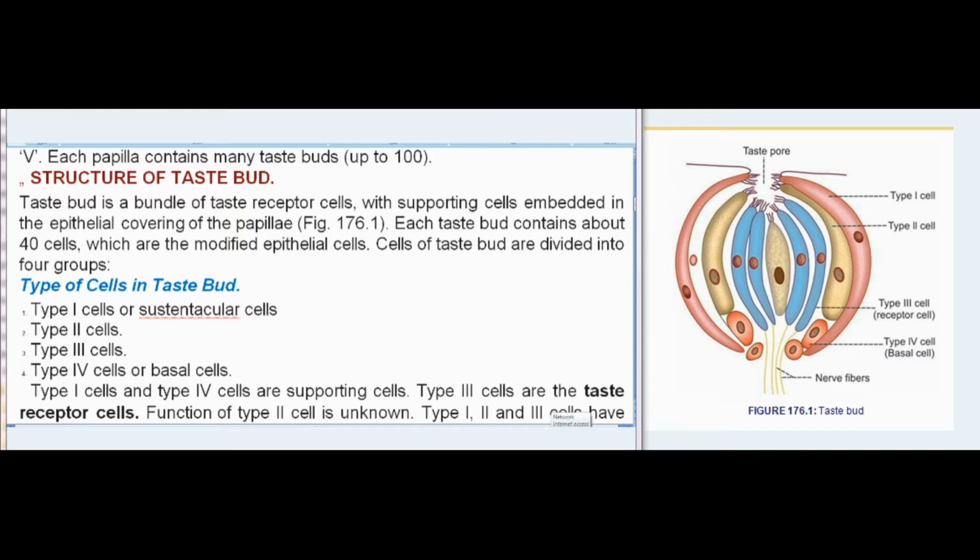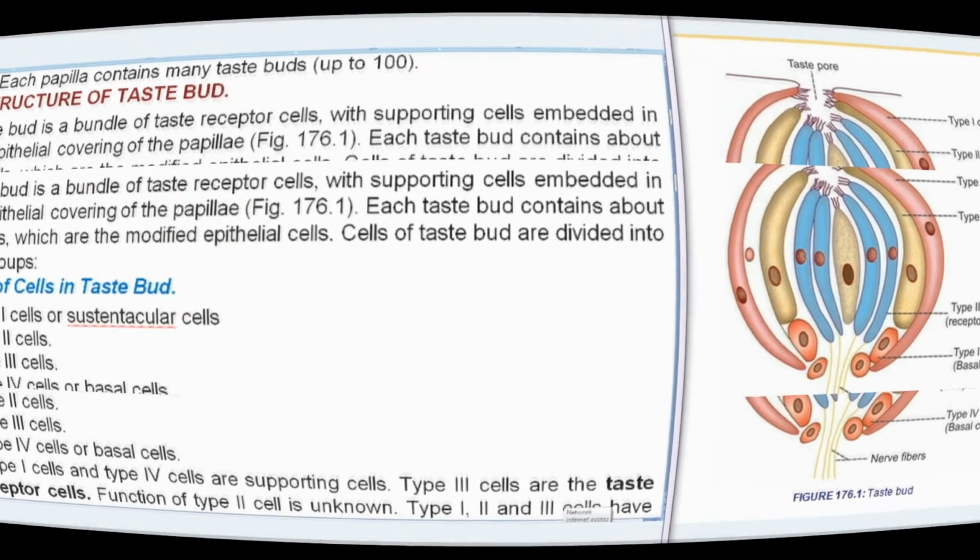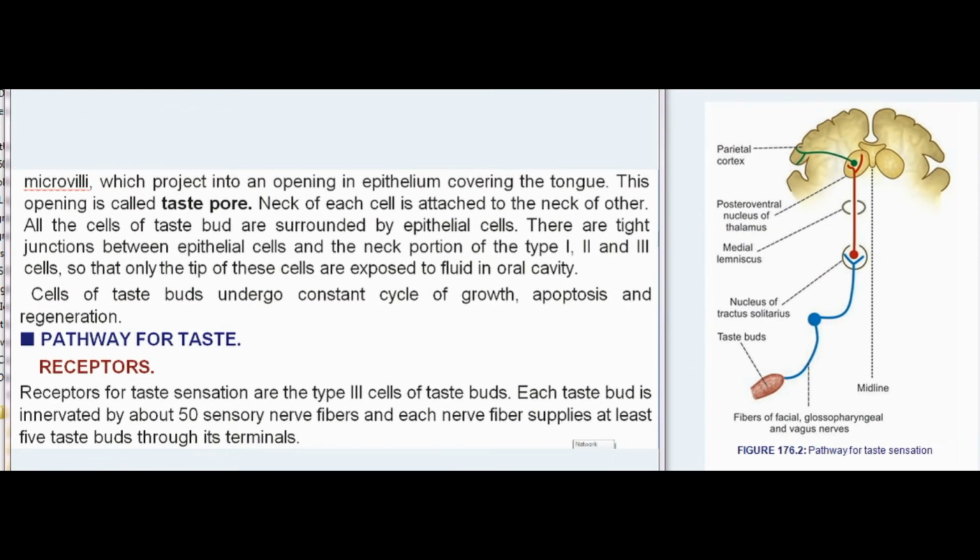Type 1, 2 and 3 cells have microvilli, which project into an opening in epithelium covering the tongue. This opening is called taste pore. Neck of each cell is attached to the neck of other. All the cells of taste bud are surrounded by epithelial cells. There are tight junctions between epithelial cells and the neck portion of the type 1, 2 and 3 cells, so that only the tip of these cells are exposed to fluid in oral cavity. Cells of taste buds undergo constant cycle of growth, apoptosis, and regeneration.